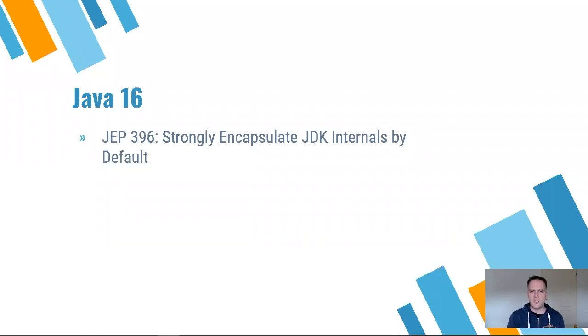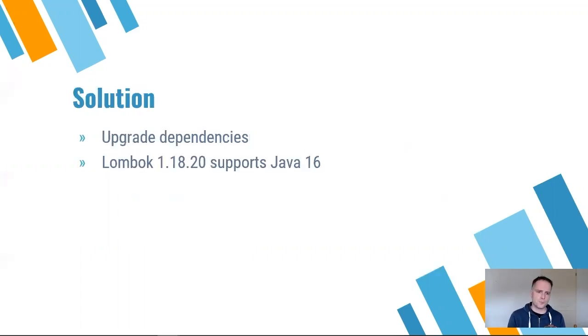In Java 16, they encapsulated some of the JDK internals, so some lower level stuff in the JDK. And the JDK developers don't want you to use it directly, or other frameworks to use it directly. So basically, they try to hide it away. Some frameworks actually use those features directly, such as, for instance, Lombok.